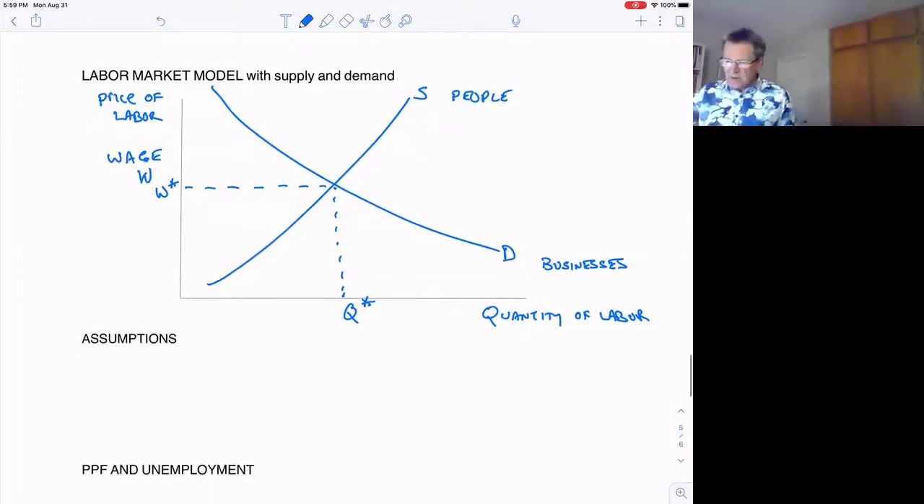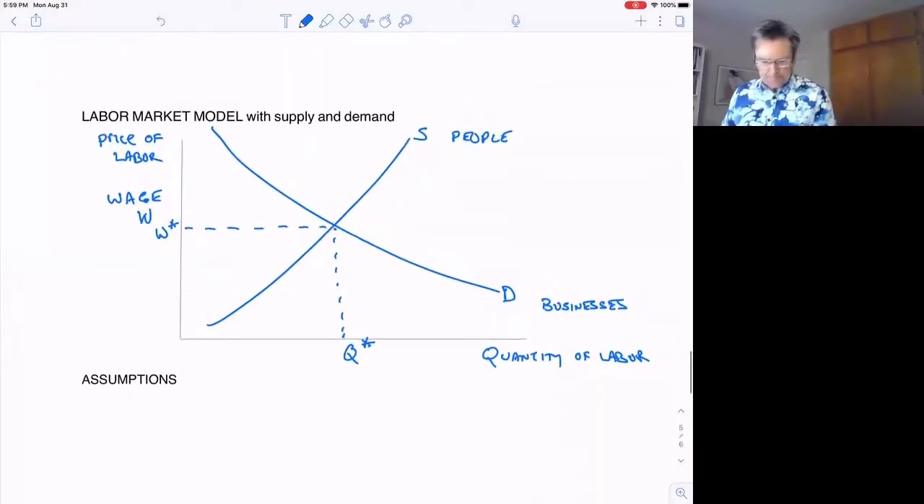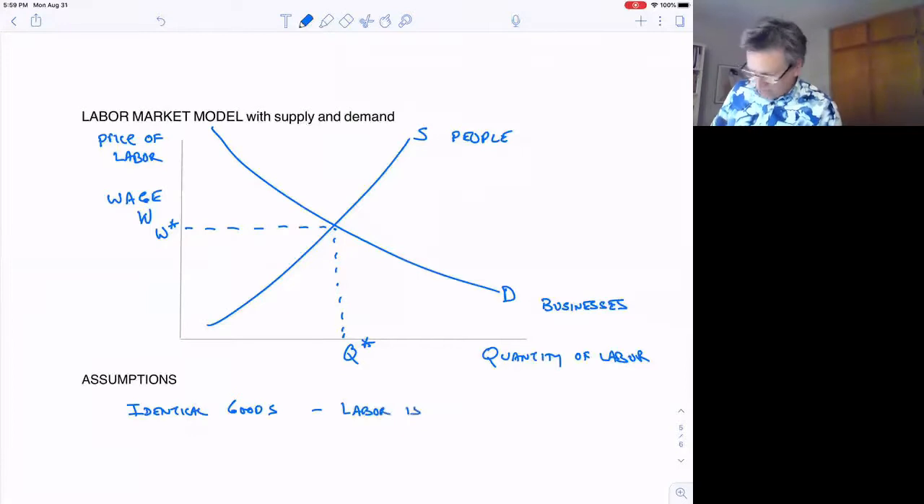Well, we take a look at this model and say, what are the assumptions of this model? The assumptions of the perfect competition model are that there are identical goods, which means that labor is identical. That means everybody's the same. Identical workers. We know that's not true. Everybody's different.